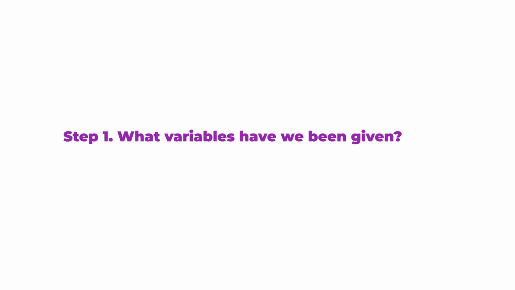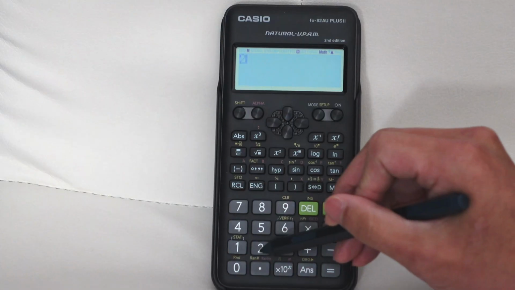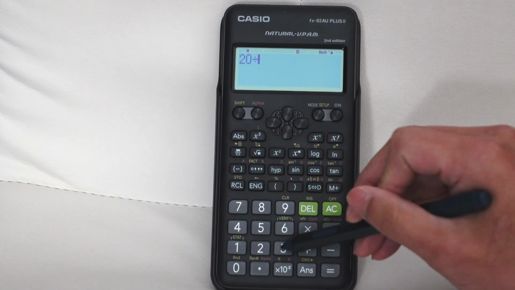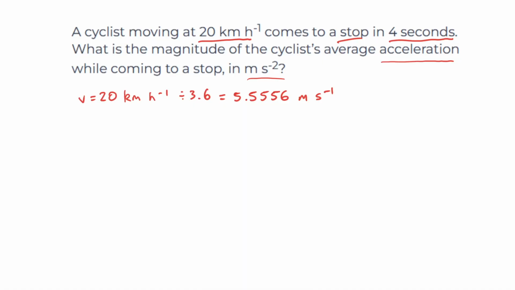Step 1. What variables have we been given? We have the initial velocity, or Vi, which is equal to 20 kilometers per hour. We need to convert this into meters per second. Do you remember how to do this? We simply divide by 3.6 to give us 5.5556, and we're going to round that to 5 significant figures.